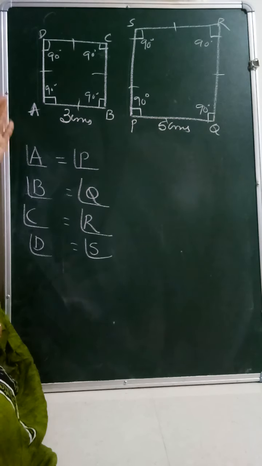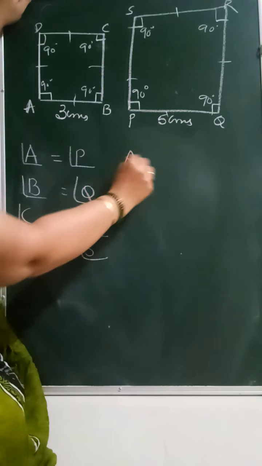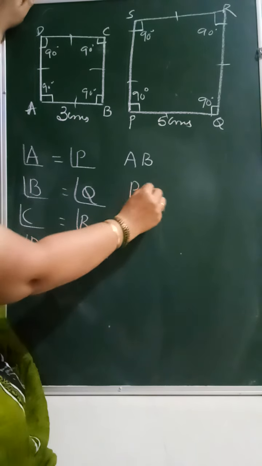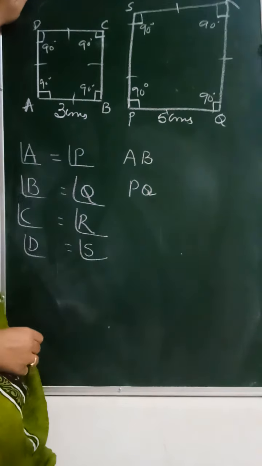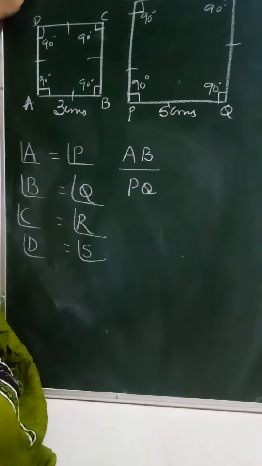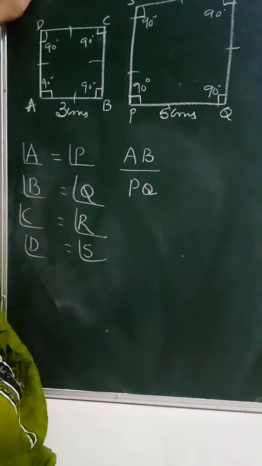It is not the same for all figures. It is for squares I am talking. Next, corresponding sides: the corresponding side of AB is PQ. Here what should I do? I should take the ratio of these two sides. How to take the ratio? By writing it in rational form.